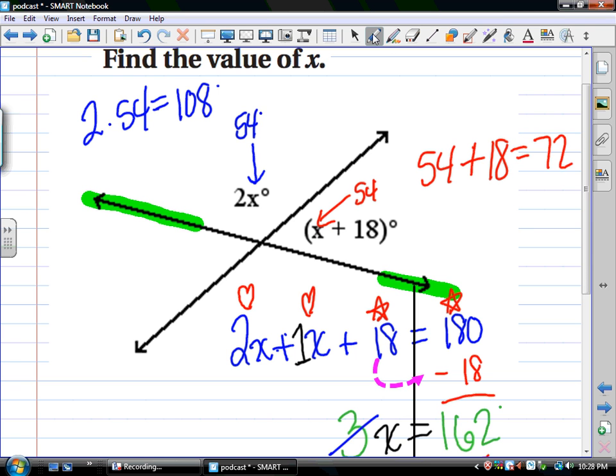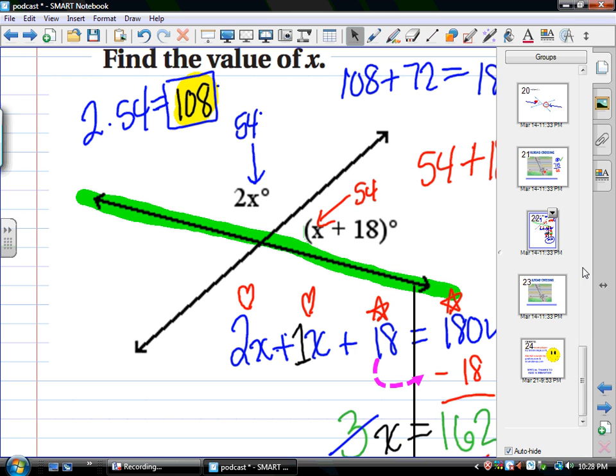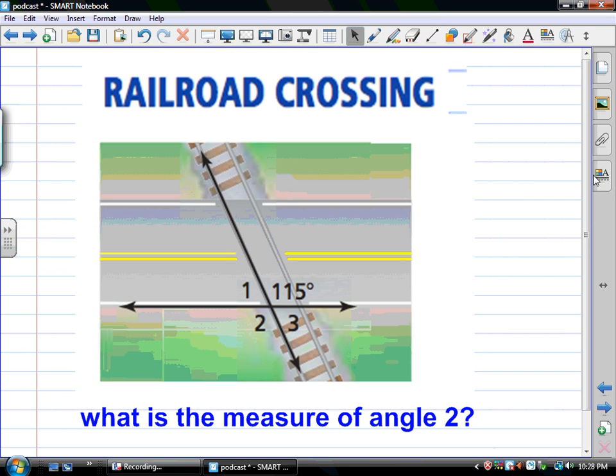Mr. Phillips, we have a problem. One side is 72, one side's 108. We must have made a mistake somewhere. Nope, plus 10 bears. Because you forgot that they are supplementary angles where they have to add up to 180. So take your 108 and your 72 and add them together. Bada bing, bada boom. Now plus 10 for your group. They add up to 180. You got it. All right, the last one.